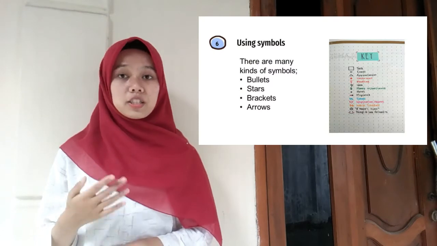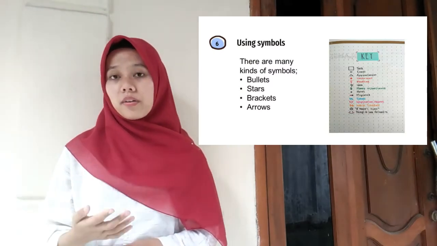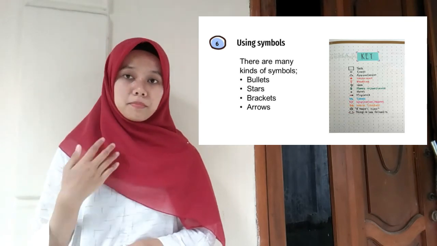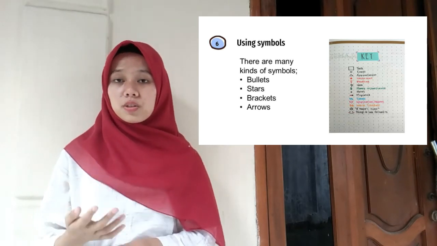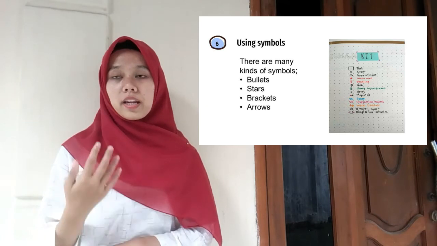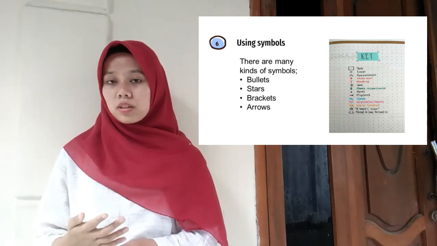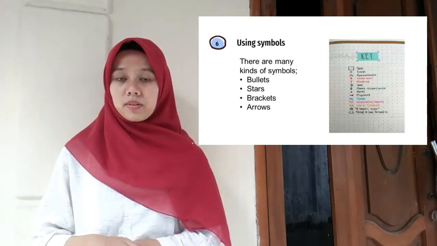The last but not least is using symbols. There are various kinds of symbols such as arrows, bullets, hearts, brackets, and others. Try to use symbols to enhance your writing. You can also use numbers or dots instead of using the symbols, right?